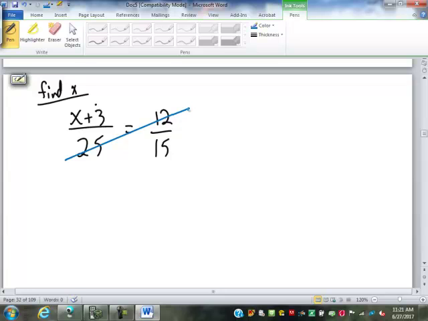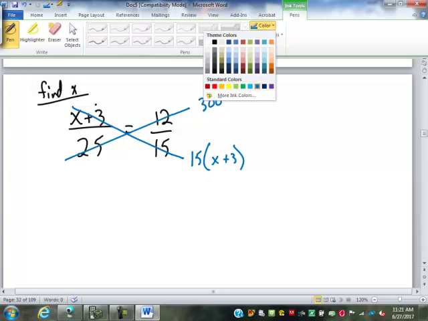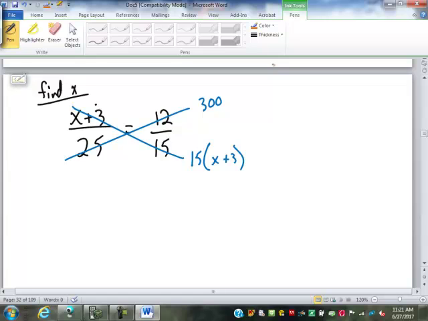25 times 12 is 300. (x plus 3) times 15 is 15 times (x plus 3). 15 times x is 15x. 15 times 3 is plus 45. That has to equal the 300.